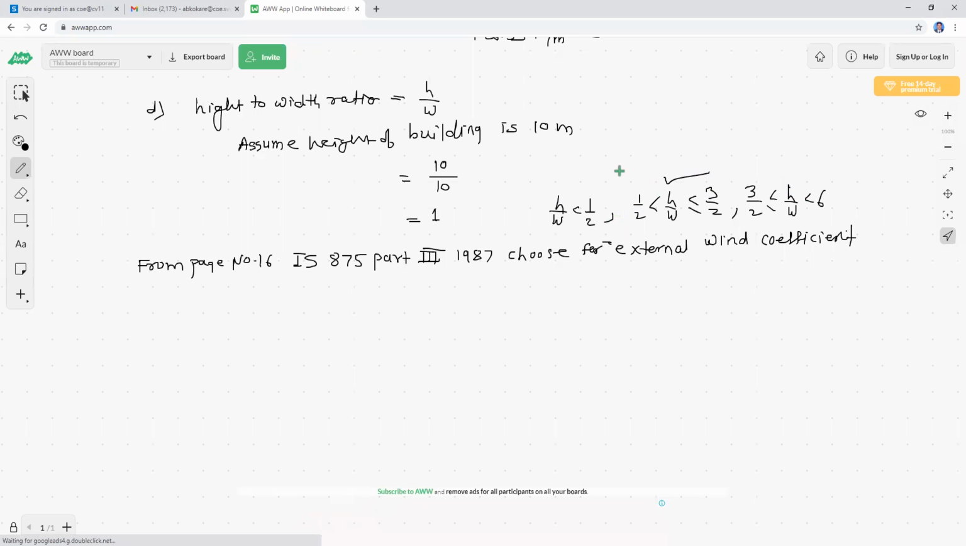So here I have written this condition. H by W less than 1 half. Half is less than H by W, and H by W is less than or equal to 3 by 2, and 3 by 2 is less than H by W, and H by W is less than 6. So in that, our condition is this.